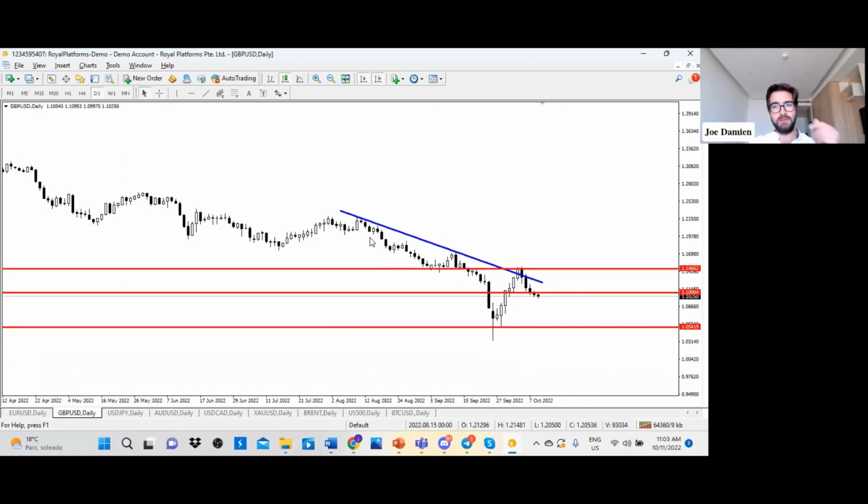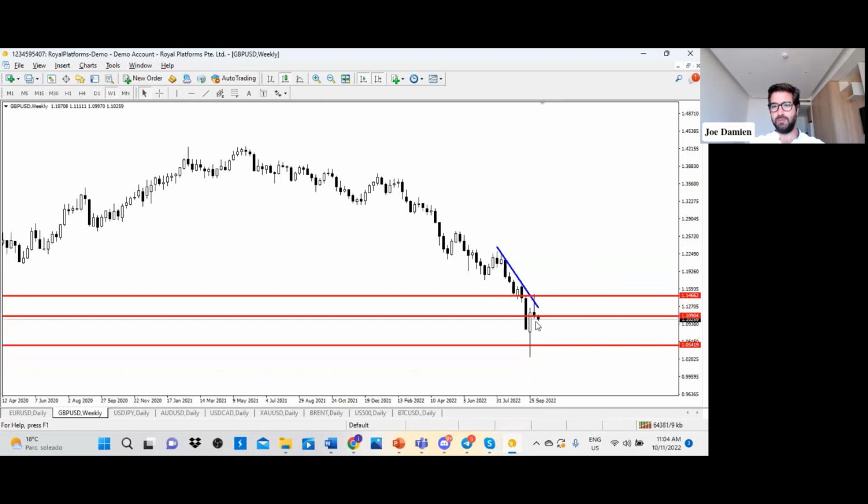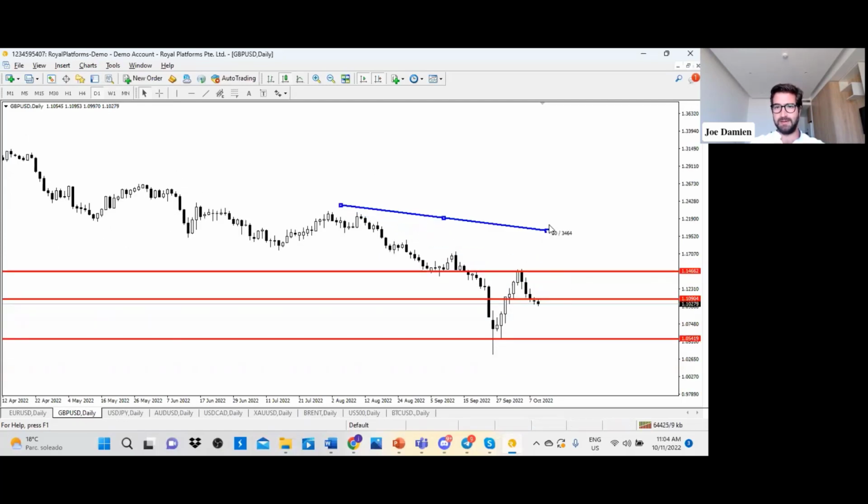GBP USD on the weekly time frame also is in a downward movement. Self-explanatory chart. We don't need much to say here. On the daily time frame, the market is respecting this bearish trend line. I used this point and this point. As you can see, once the market reached this point, it reacted with a fake breakout above the bearish trend line, but it respects accurately this resistance around 1.14, and it drops.